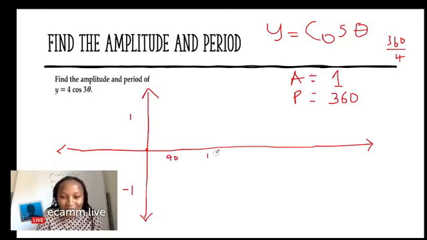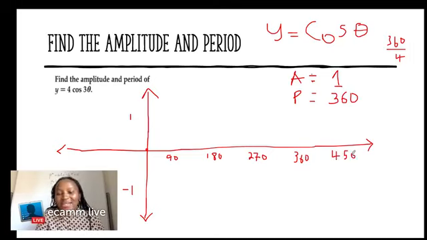So now it will be 90, 180, 270, 360. Okay, 360 plus 90 is 450. So you can continue adding 90, 90, 90 to get your points.